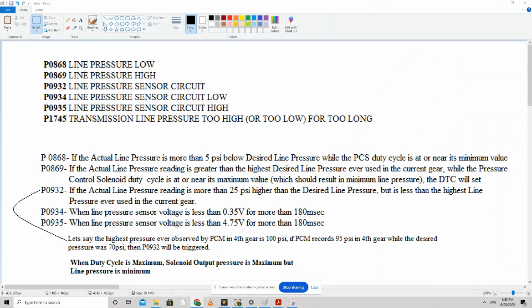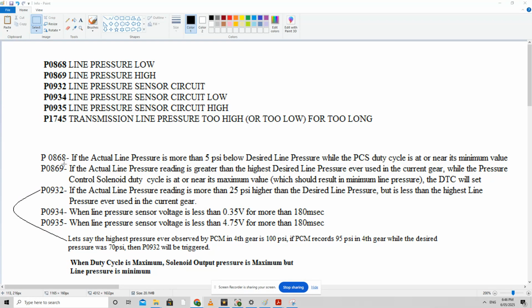Before we diagnose P0868, our current situation and why we are here, I'd like to go through some of these codes which are part of the line pressure. Whenever we have any line pressure related issues, you might see some of these codes popping up. The first one is 0868, which is the line pressure low code. Then we have 869, which is for line pressure high. Then we have 932, 934, 935, and 1745. We've already discussed in detail 1745. So 868 is the one.